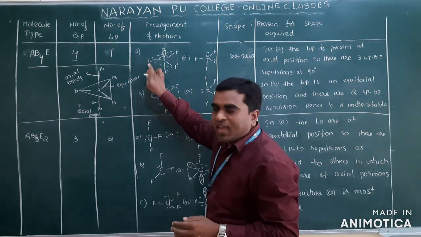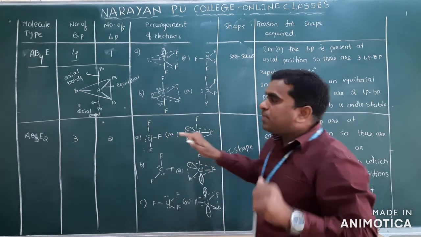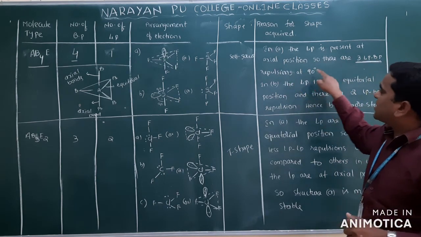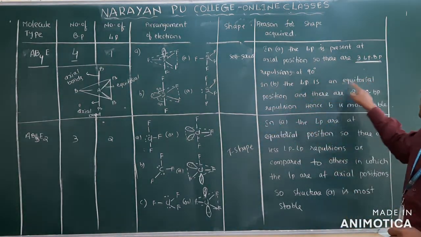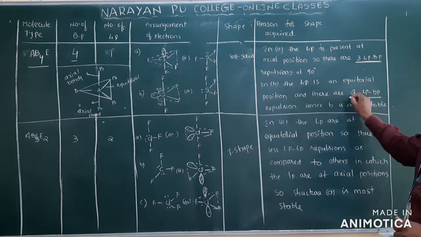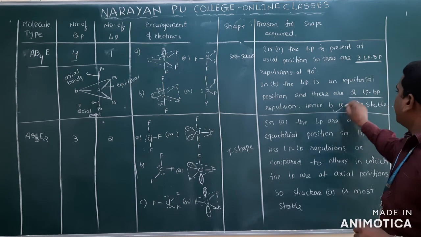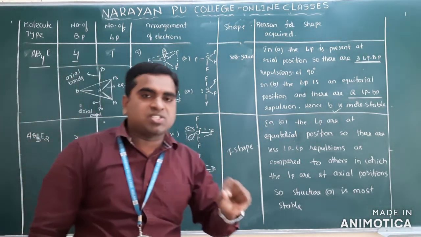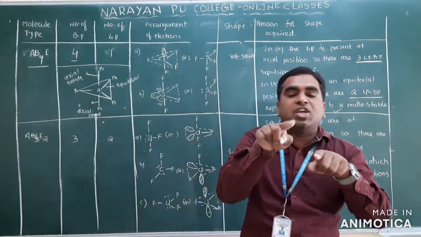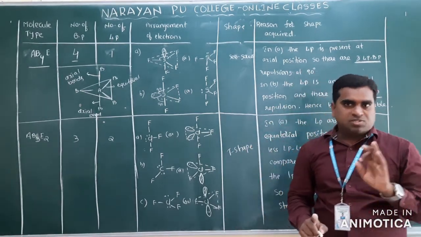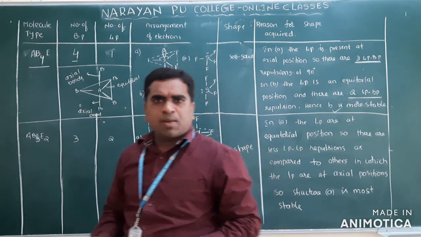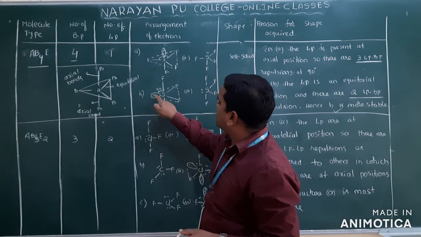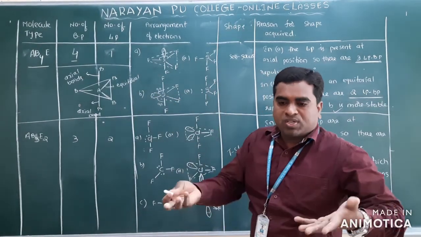So in structure A, we have 3 lone pair bond pair repulsions at 90 degrees. But in B, the lone pair is at the equatorial position and there are 2 lone pair bond pair repulsions, and hence B is more stable. Whenever you have one lone pair in the trigonal bipyramidal structure, you have to put the lone pair at the equatorial position, not at the axial position. That is very important. In competitive examinations, they will give this type of question: trigonal bipyramidal, they will put one here, one here and one here. You can put this lone pair at any equatorial position.